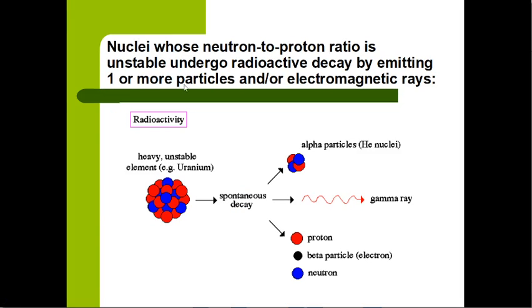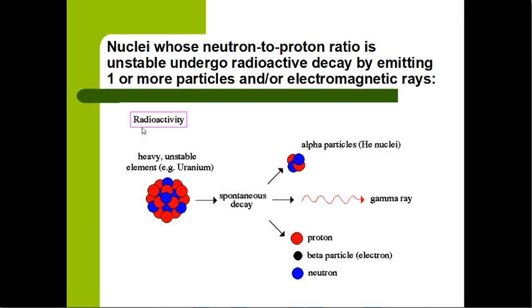Now, right here it says nuclei whose neutron to proton ratio is unstable undergo radioactive decay by emitting one or more particles and/or electromagnetic rays. This is very important. Please make sure you get this concept down because this is a huge, gigantic part of our class and what we're going to be doing.